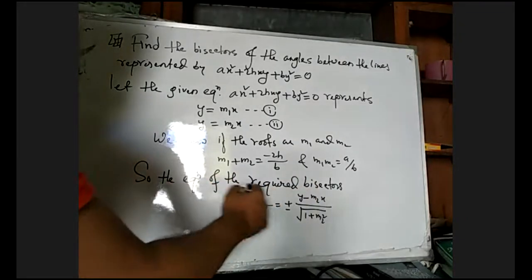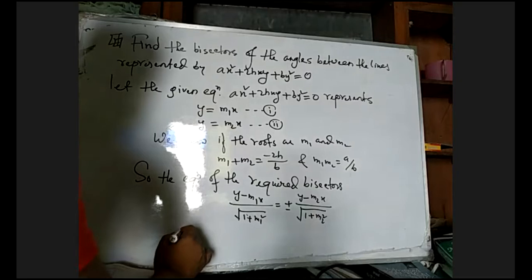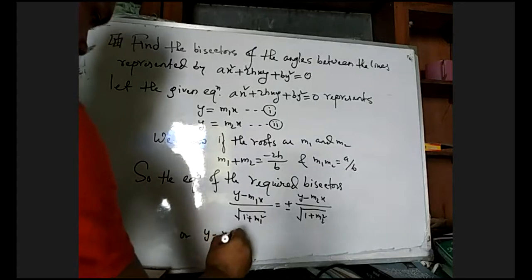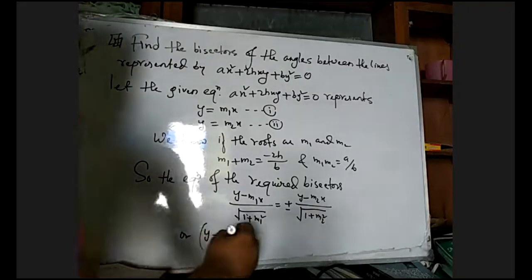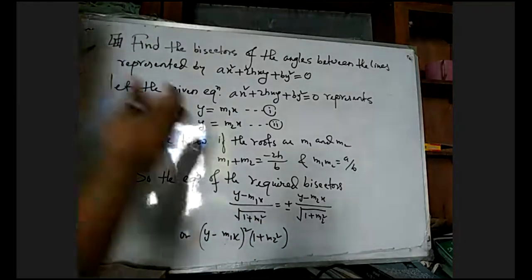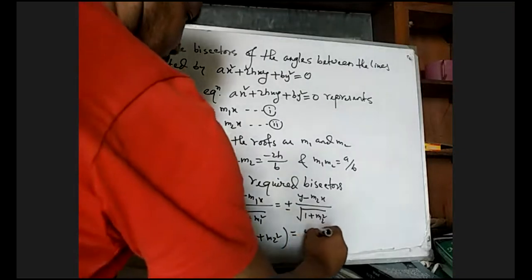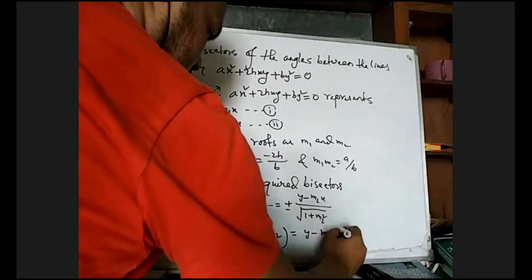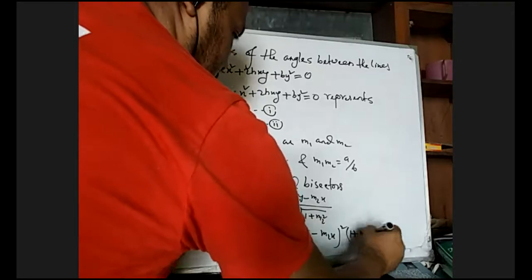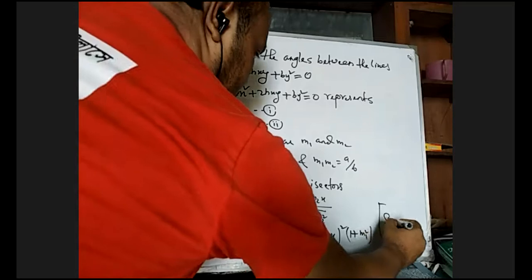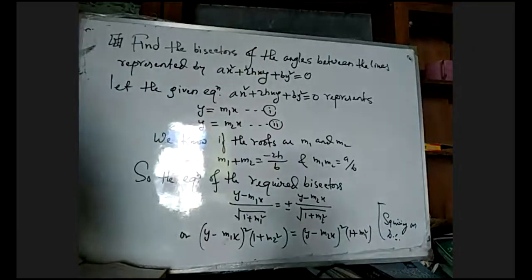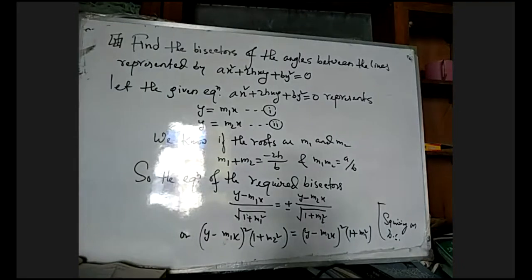Now squaring on both sides and by cross multiplication, this line can be written as y minus m1x whole square into 1 plus m2 whole square equals to y minus m2x whole square into 1 plus m1 square. Now, how do we get this line? Squaring on both sides.